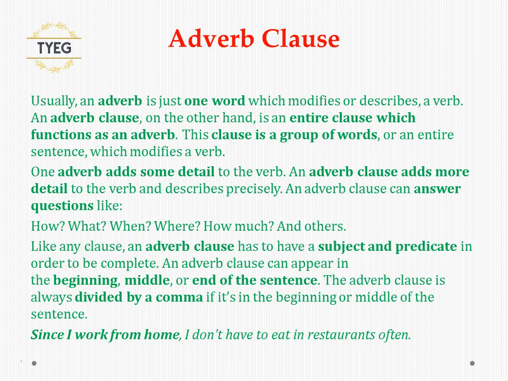An adverb clause can answer questions like how, what, when, where, how much, and others. Like any clause, an adverb clause has to have a subject and predicate in order to be complete. An adverb clause can appear in the beginning, middle, or end of the sentence. The adverb clause is always divided by a comma if it's in the beginning or middle of the sentence. Since I work from home, I don't have to eat in restaurants often.